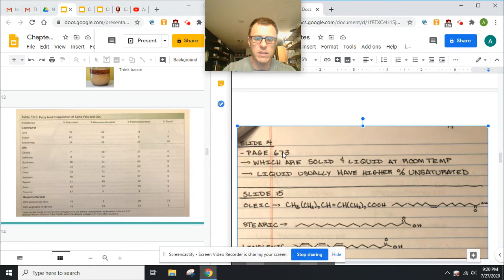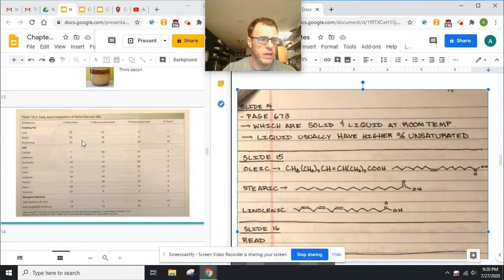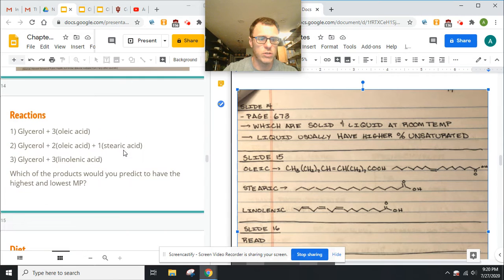Here, this is from page 673. All it is is a list of different cooking fats and oils that you're probably familiar with, and it gives a percentage of saturated versus monounsaturated, polyunsaturated, and then trans fats. You're going to see oils have a tendency, not all of them like coconut oil, but have a tendency to have a higher percentage of unsaturated triacylglycerols.